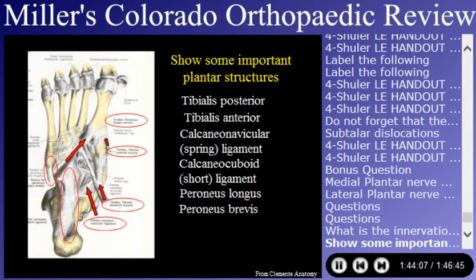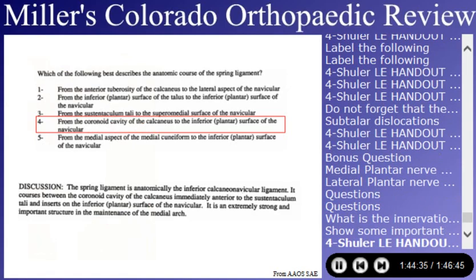Important plantar structures. Tibialis posterior muscle shown there. Tibialis anterior insertion. Tibialis anterior is particularly important in patients with cerebral palsy and dysfunction, and I'll show you why on a test question coming up. Spring ligament, short ligament, peroneus longus goes to the first ray, peroneus brevis. Anatomic course of the spring ligament is from calcaneus to the inferior surface of the navicular.